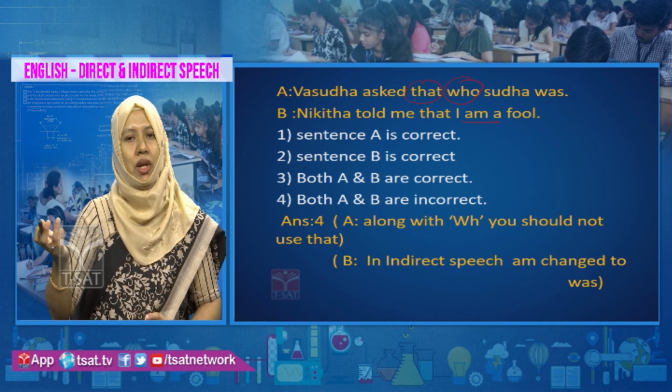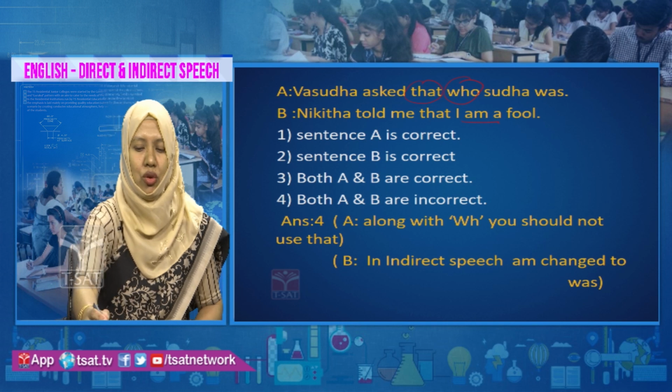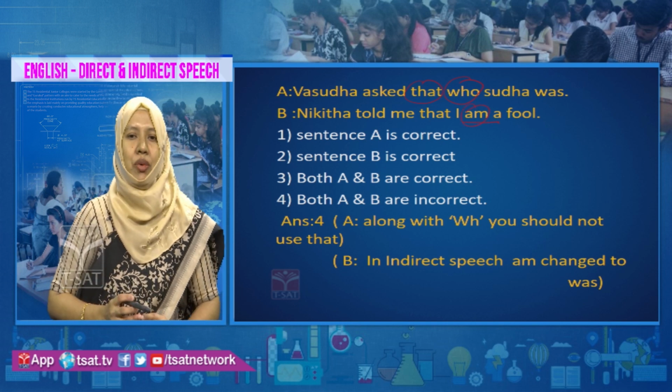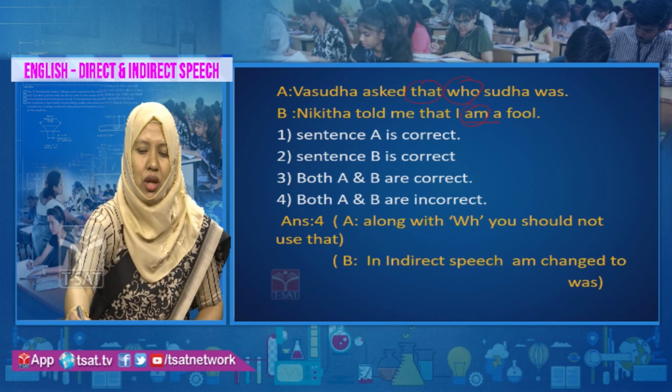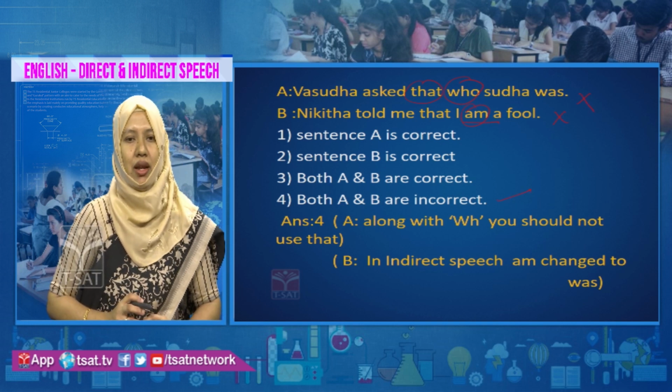Next, Nikita told me that I am a fool. Nikita told me that I was a fool. You have to change the verb here, but the verb is not changed. So both are incorrect sentences. So option D is the correct one.